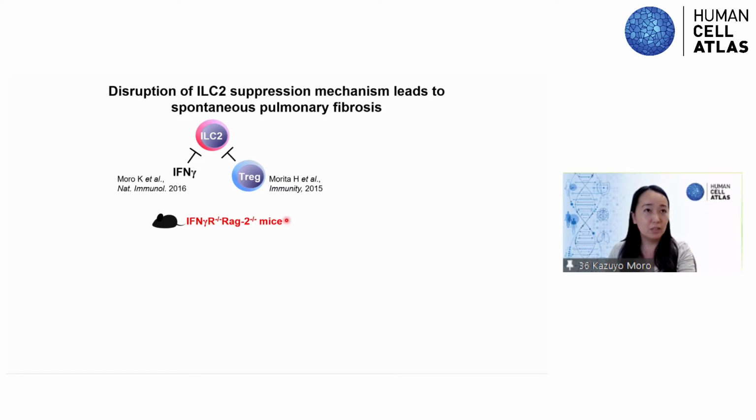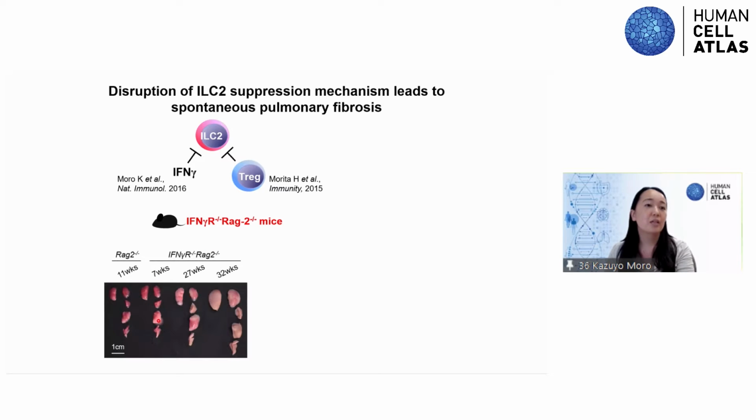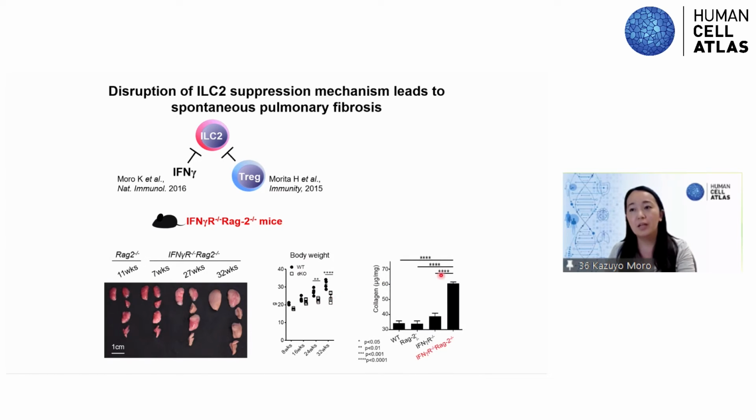At first we expected that these mice would have severe asthma, but after a while we noticed that these double knockout mice develop fibrosis, but not asthma. Natsuko measured the body weight, and the double knockout mice have lower body weight. She also checked the collagen production in the lung and found that the interferon gamma receptor RAG2 double knockout mice have high collagen production.